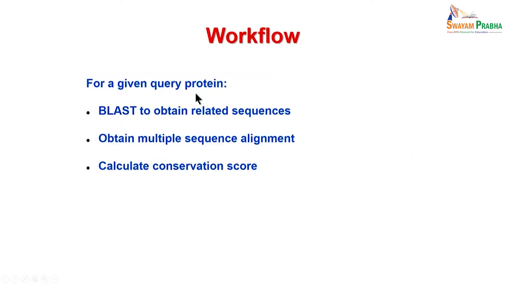So, we take any query protein, for example, myoglobin. We will explain how to use BLAST to get the related sequences, and from the output of BLAST, we use the CLUSTAL to get the multiple sequence alignment. The results will be used as an input to AL2CO and we obtain the conservation score. Let us see the details of how to utilize these tools.